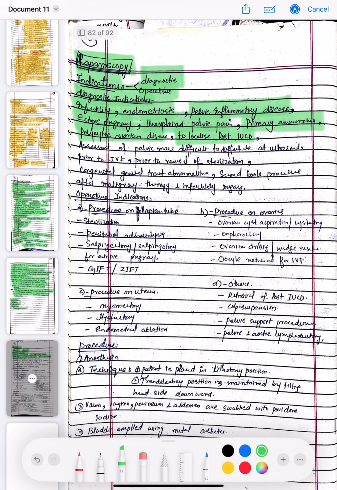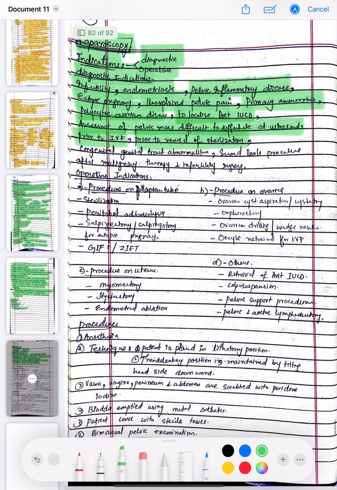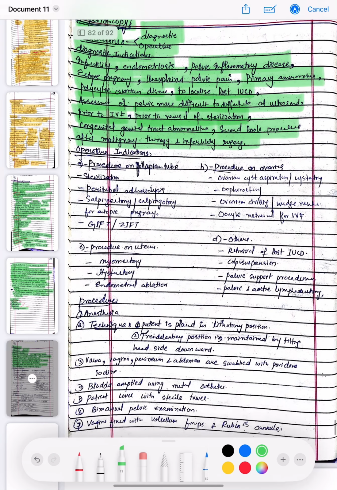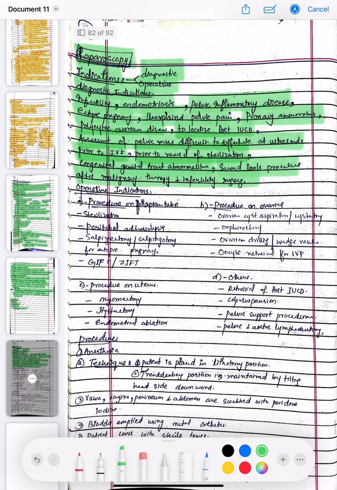The assessment of a pelvic mass which is difficult to differentiate on ultrasound. It is done prior to IVF, prior to the reversal of sterilization, for congenital tract abnormalities, and as a second look procedure after malignancy therapy and infertility surgery. So these are the diagnostic indications of laparoscopy.